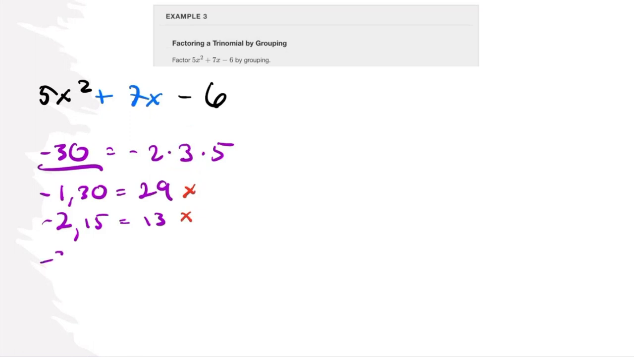So we did negative 3 and 10. That adds up to 7. And I think those are the two numbers that we were looking for. Yay! Right? So if we want to do factor by grouping, I'm going to rewrite that 7.